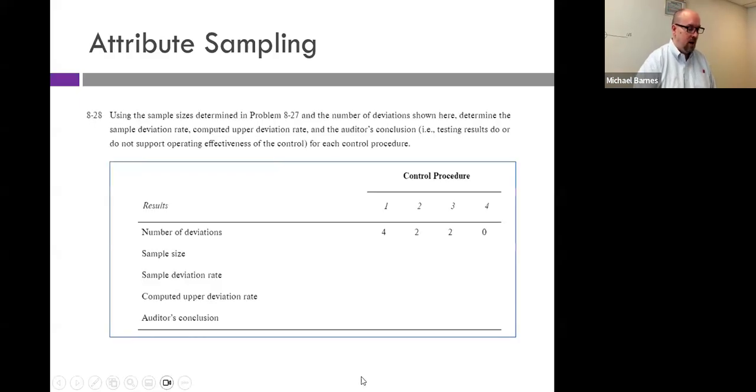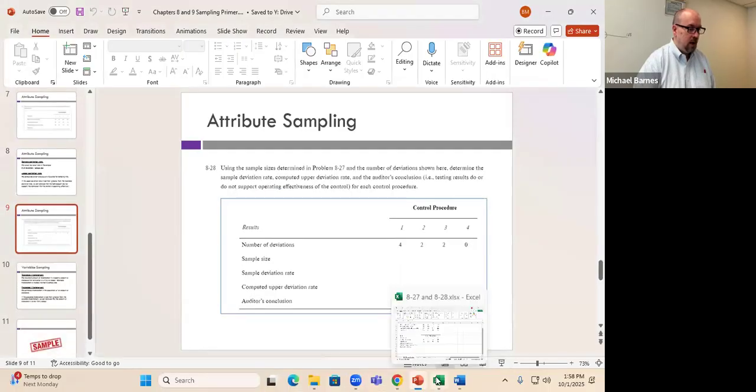All right, let's go back to this example right here. So let's go ahead and plug in some numbers.